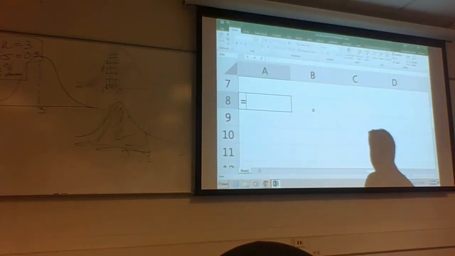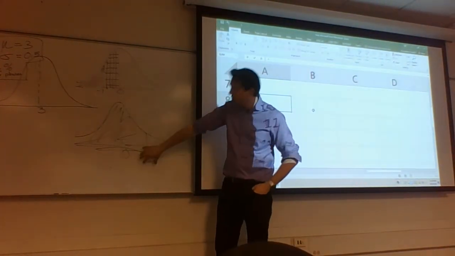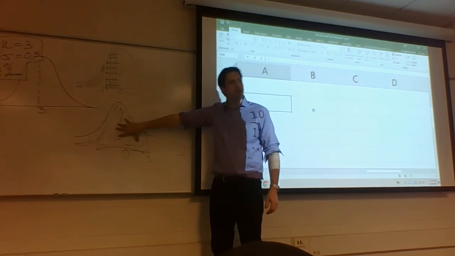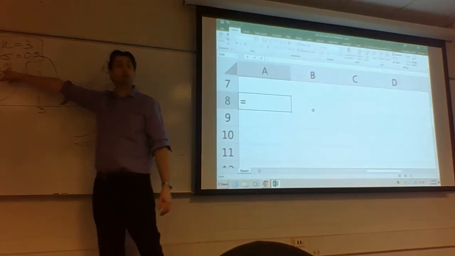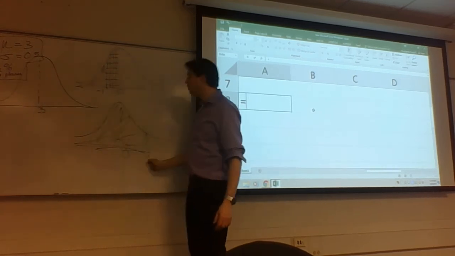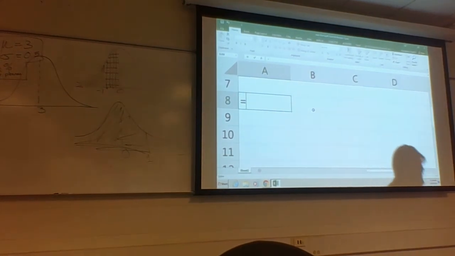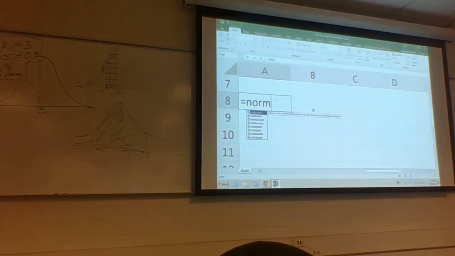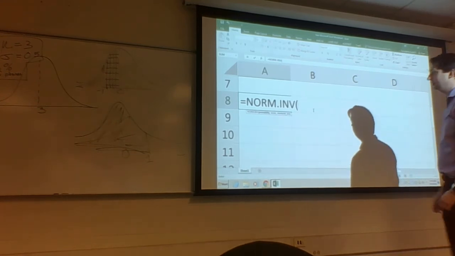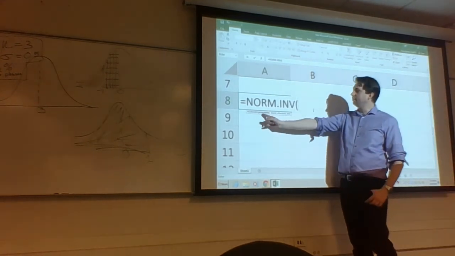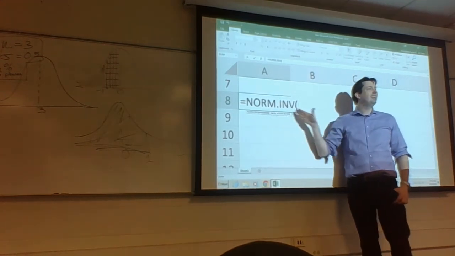So we have now a situation that's exactly the opposite of what we did before. Before, we put in this number and we wanted to know what the area was. Now, we know what the area is, 6% on the curve, and we want to know what number will give us that area. So we are going to use the command norm.inv. And it asks for 3 different inputs: probability, mean, and standard deviation.